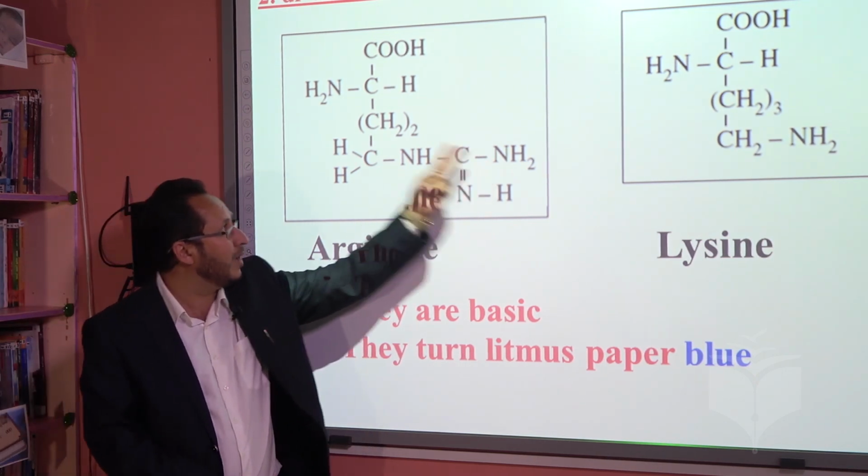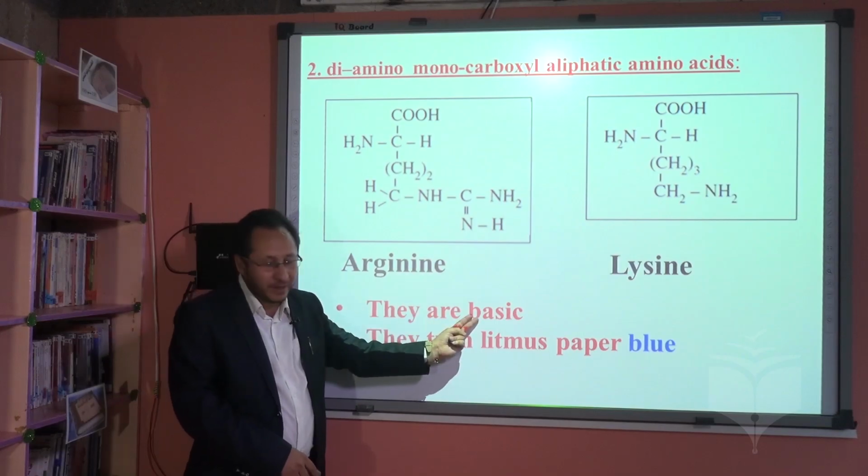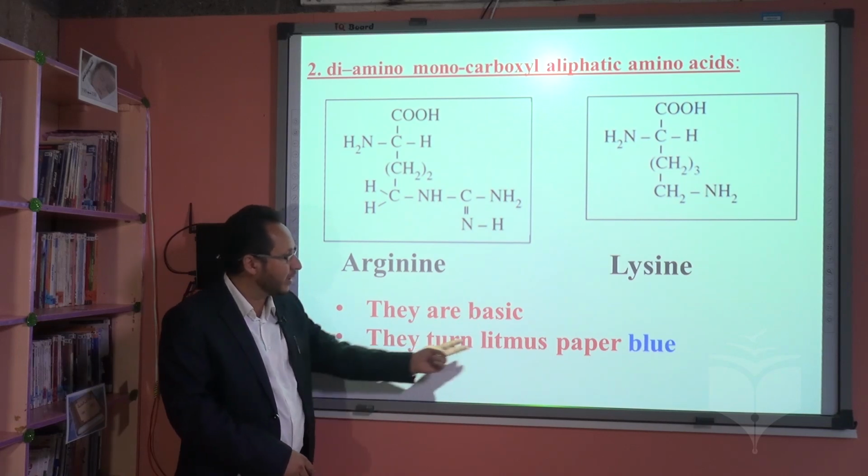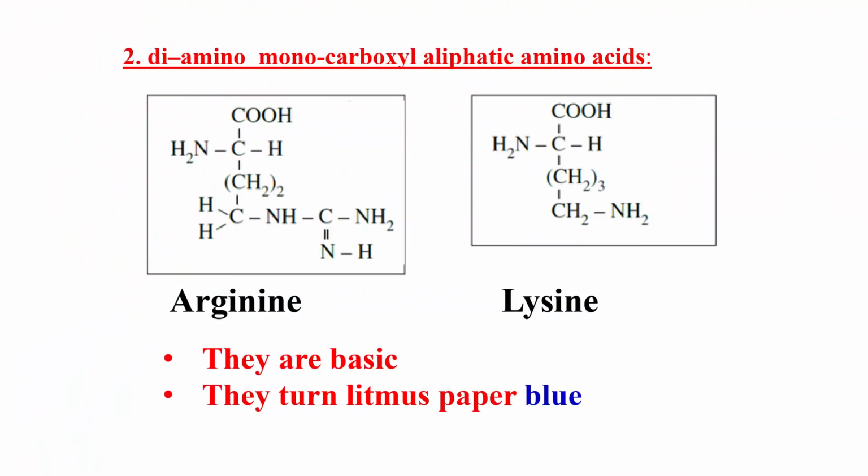Because we have two amino groups, they are basic, so they turn litmus paper blue.